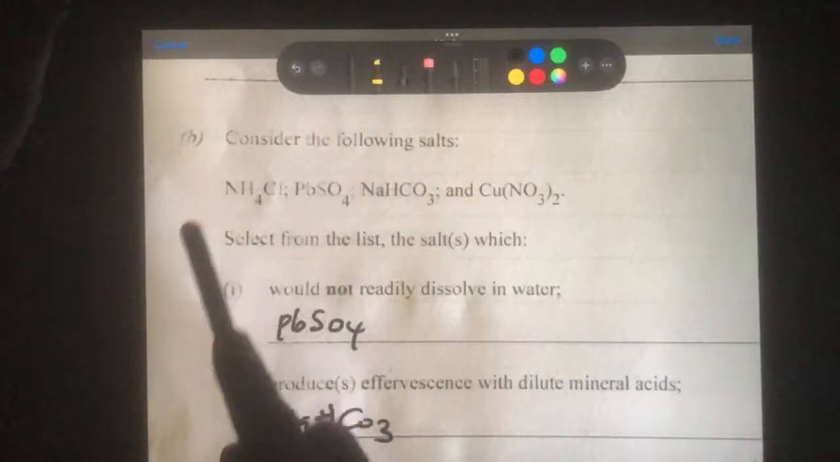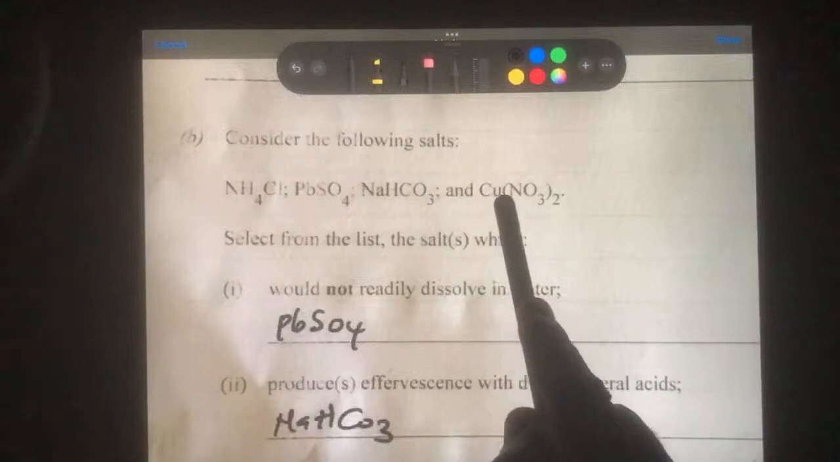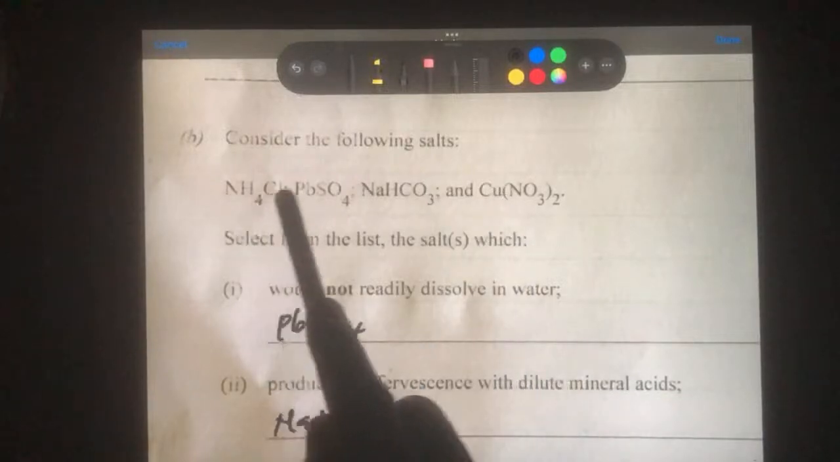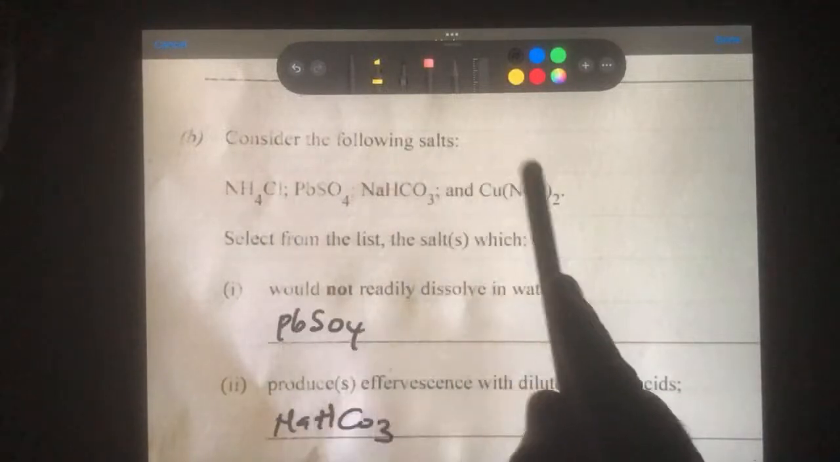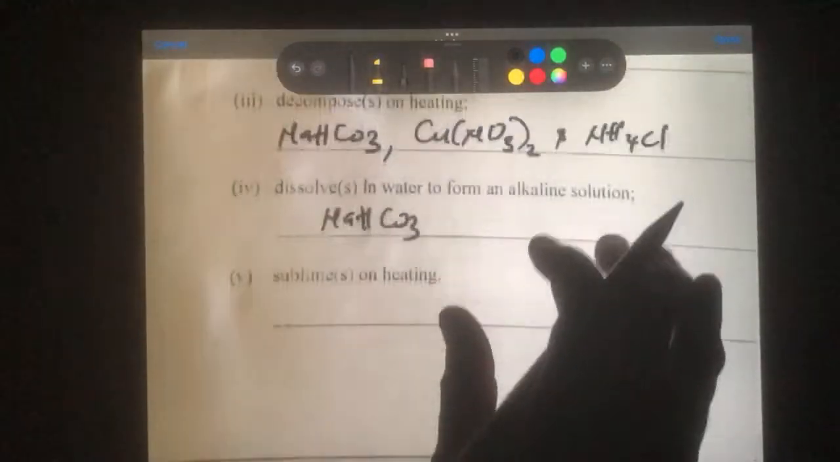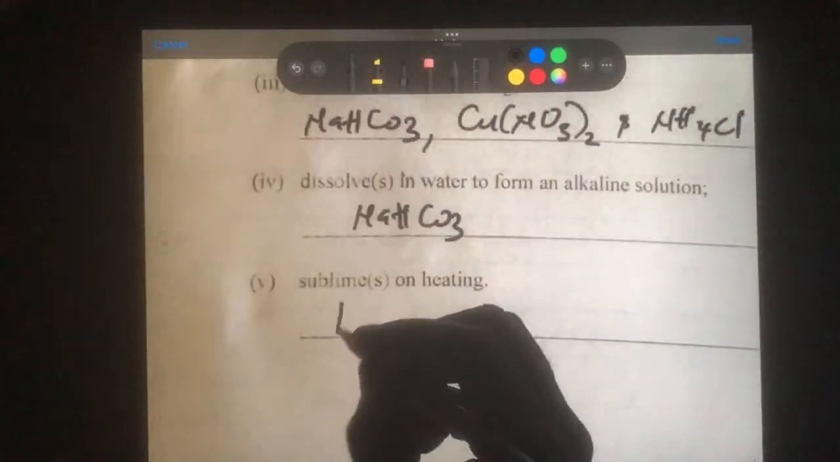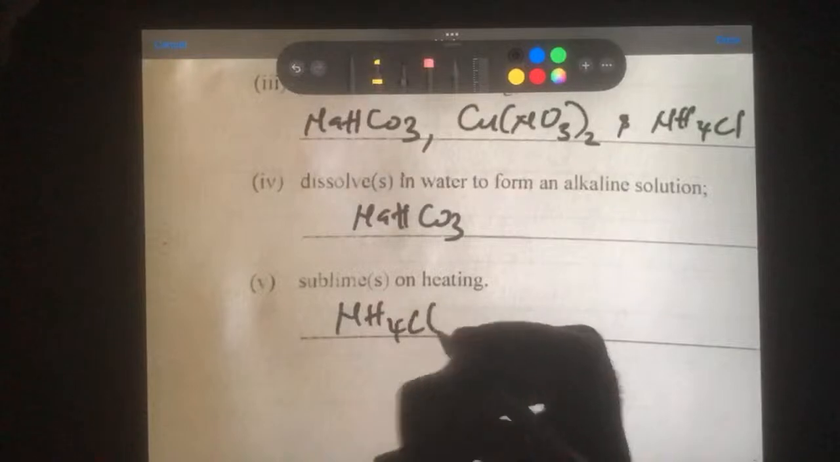This one gives an acidic solution because they are all salts of strong acids and weak bases. Copper hydroxide, weak base. Ammonium hydroxide, weak base. HCl, strong acid. HNO3, strong acid. So it's practically only this NaHCO3. Then, sublime on heating: ammonium chloride.